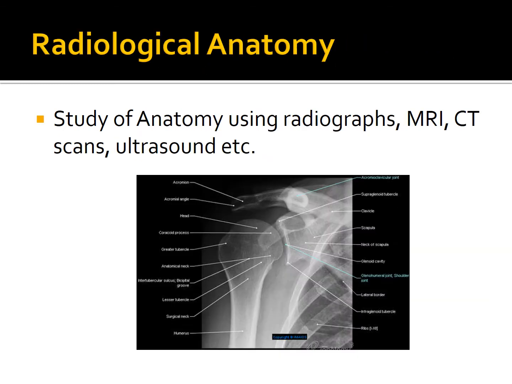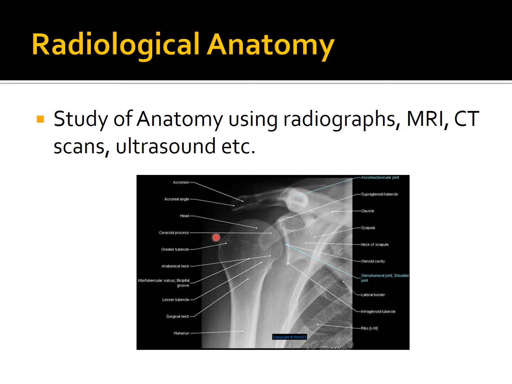The next branch of anatomy is called radiological anatomy. So what is radiological anatomy? Here we study the structures using radiographs. We know that there are many new techniques which have come in at the health professional level. We know that there are MRI scans, CT scans, and ultrasound.